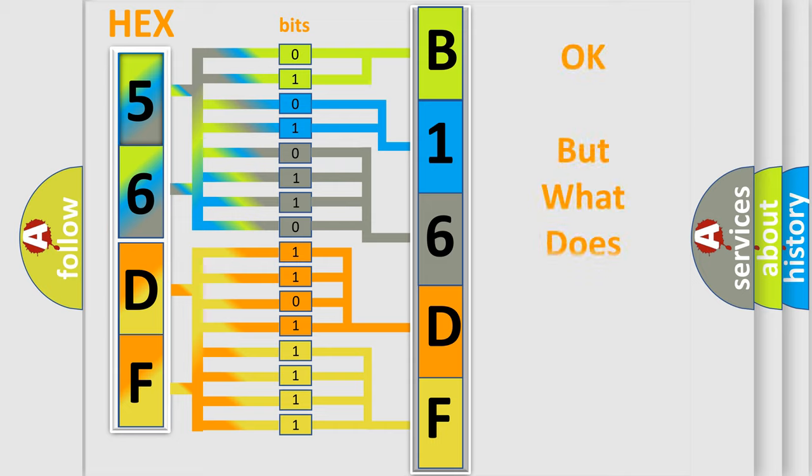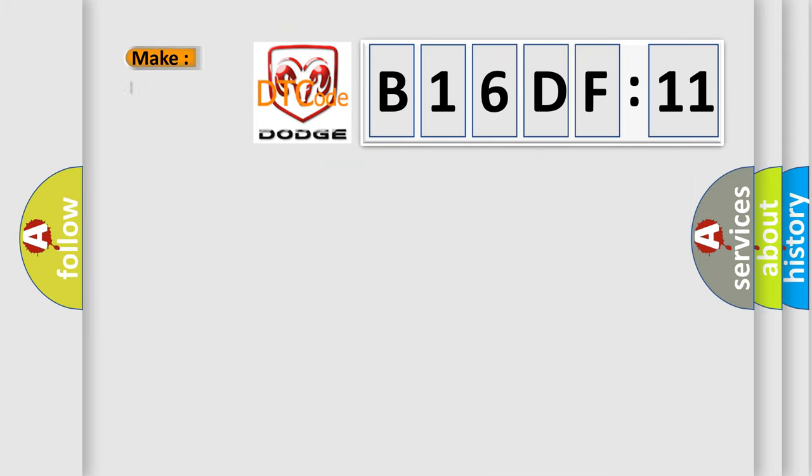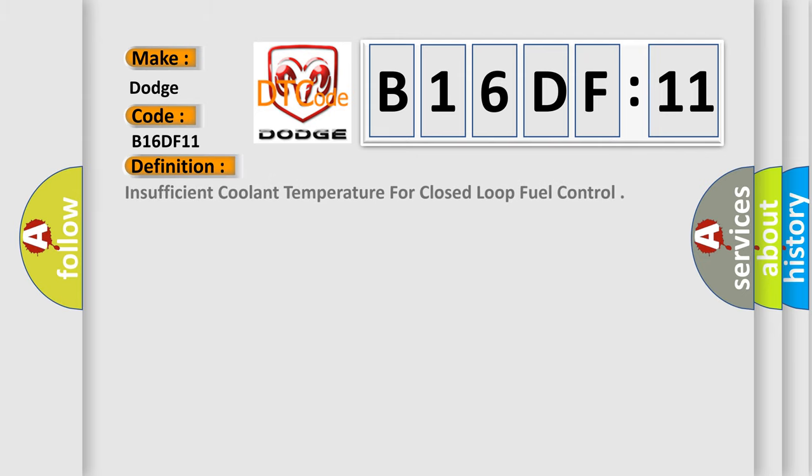The number itself does not make sense to us if we cannot assign information about it to what it actually expresses. So, what does the diagnostic trouble code B16DF-11 interpret specifically for Dodge car manufacturers? The basic definition is insufficient coolant temperature for closed loop fuel control.